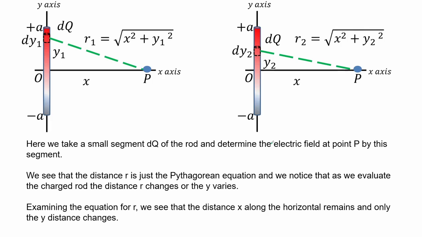Here we take a small segment dq of the rod and determine the electric field at point P due to this segment. We see that the distance r is just from the Pythagorean equation, and we notice that as we evaluate the charged rod the distance r changes. Examining the equation for r, we see that the distance x along the horizontal remains and only the y distance changes.